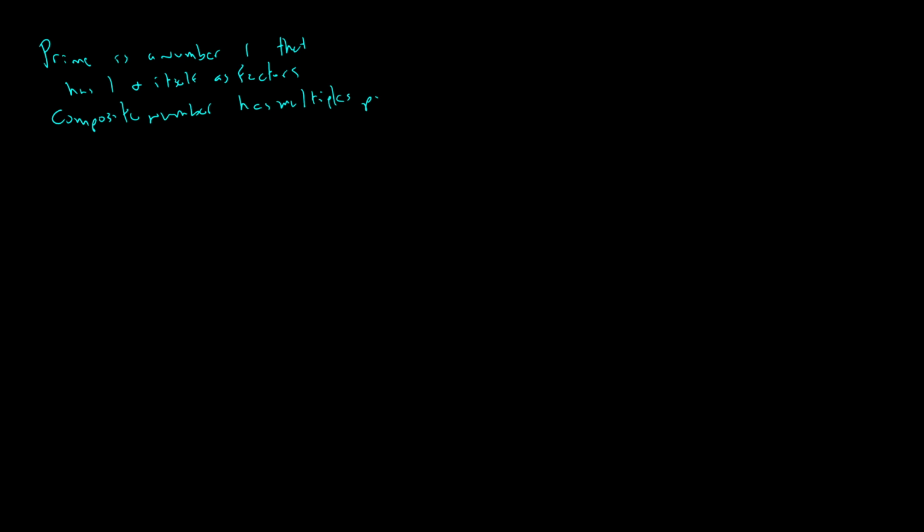And so, as I said before, a prime number is a number greater than 1. 1 is not prime. That has 1 and itself as factors. A composite number has multiple primes as its factors.